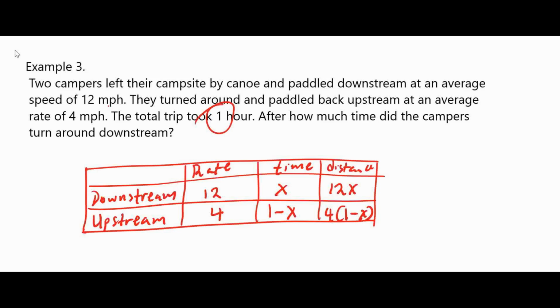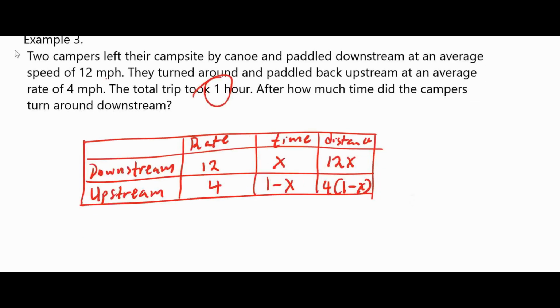And so since they paddled equal distance, paddling downstream is equal to paddling upstream. So this will become 12x is equal to 4 times (1 minus x). So we can now clear the parentheses by distributing 4 into the content. So 4 times 1 is 4, 4 times negative x is negative 4x.